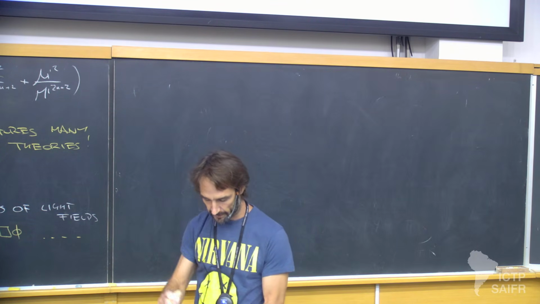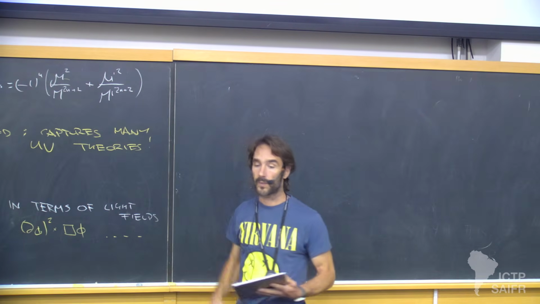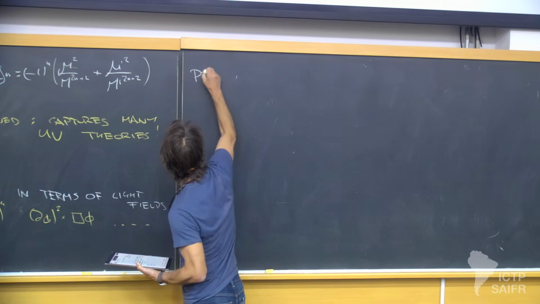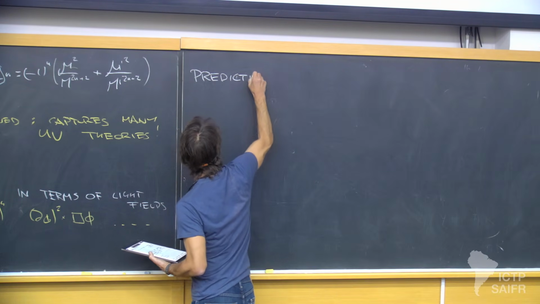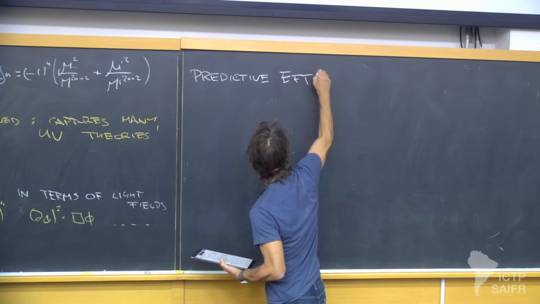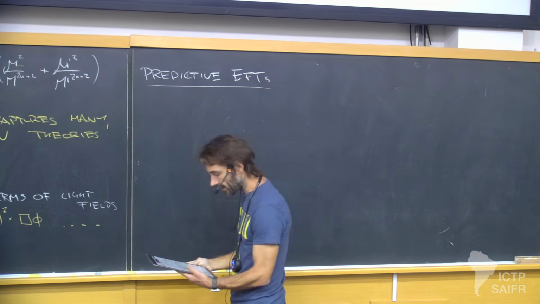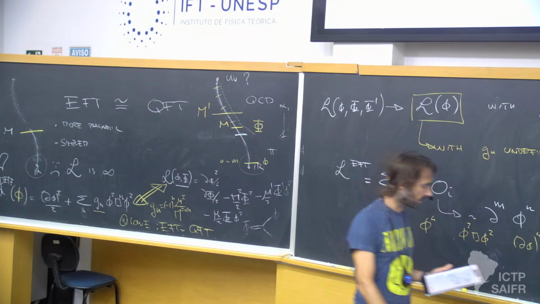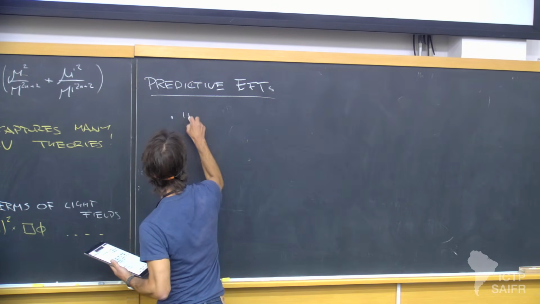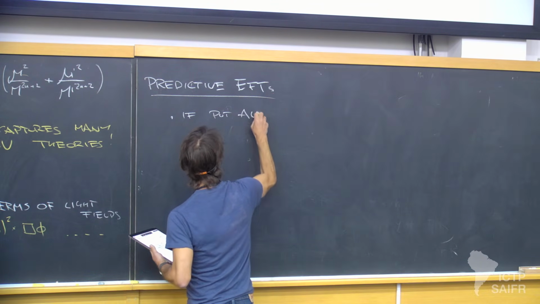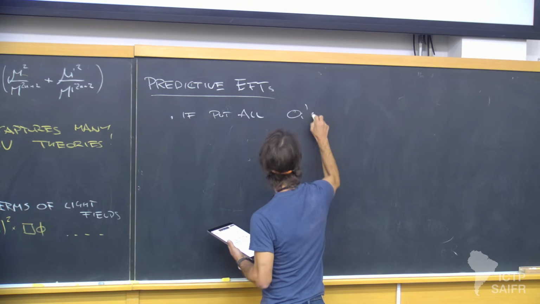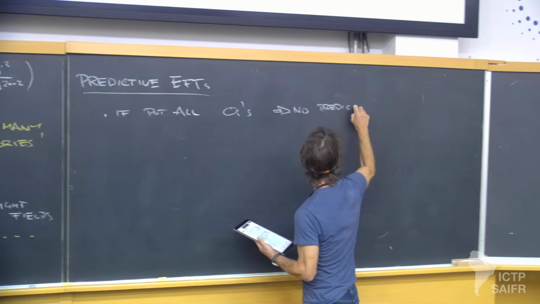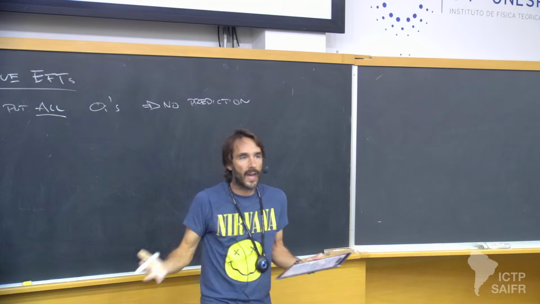Good, so we have a first sense of what effective field theories are, but what the hell do you do with these effective field theories? The problem is that in physics, we don't want just to build theories, we want predictive theories. So predictive effective field theories is a subclass of this junk here, because if we put all the operators, then there is no prediction. Just because if you put everything, there is nothing.